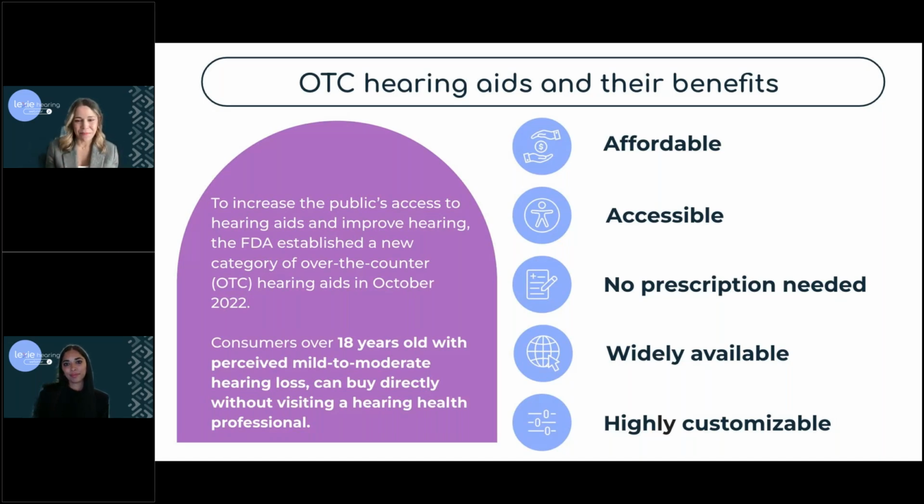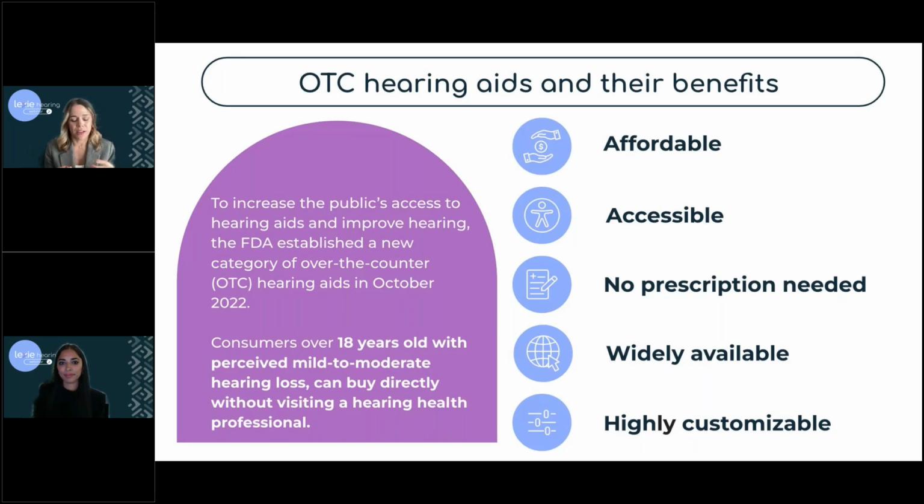They have a lot of the same benefits as prescription hearing aids. Consumers over the age of 18 with mild to moderate hearing loss can buy directly without visiting a health professional. They're affordable, 80% less than a prescription hearing aid. You can buy them online or in stores, and set them up from the comfort of your own home, so they're really accessible. Like I said, no prescription needed. You can purchase them at Best Buy, Walmart, Target, a lot of places, and they're still really customizable. So it's not just one-size-fits-all.